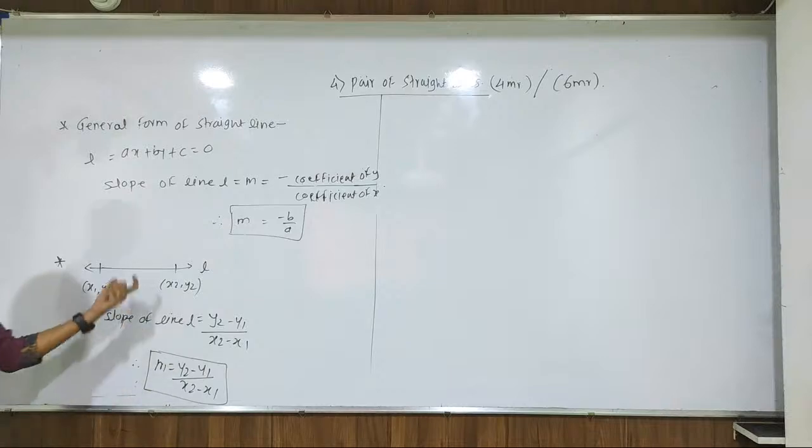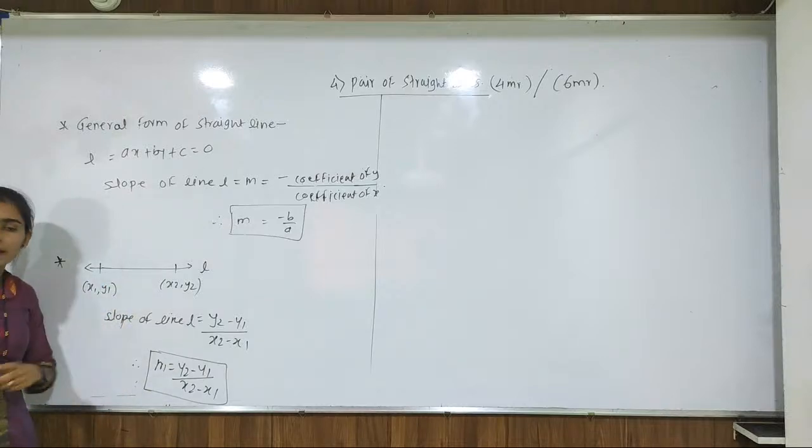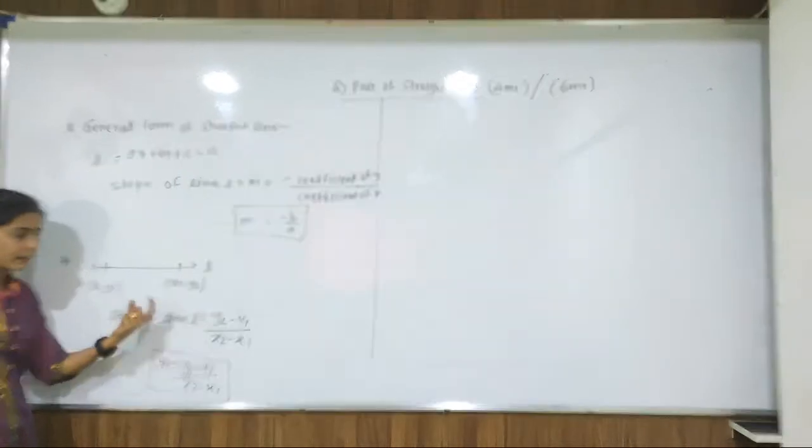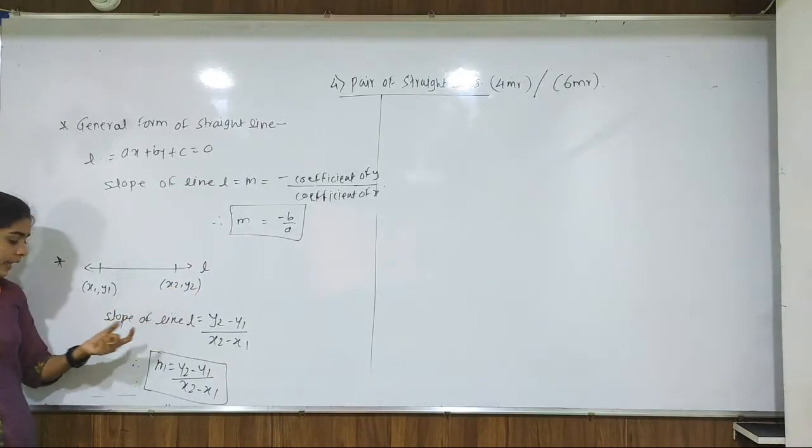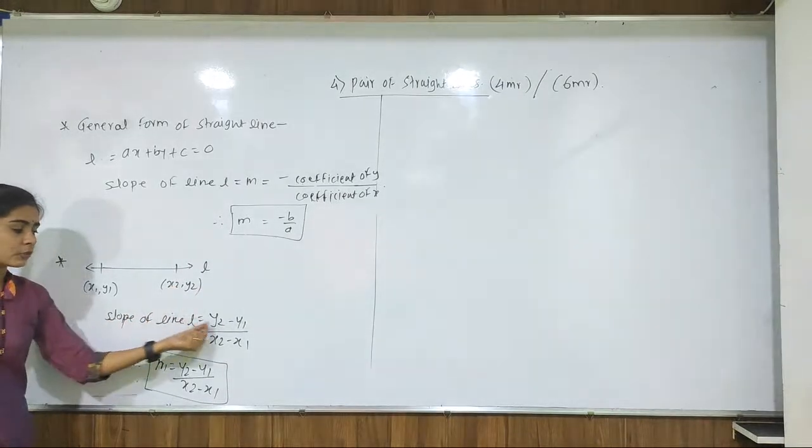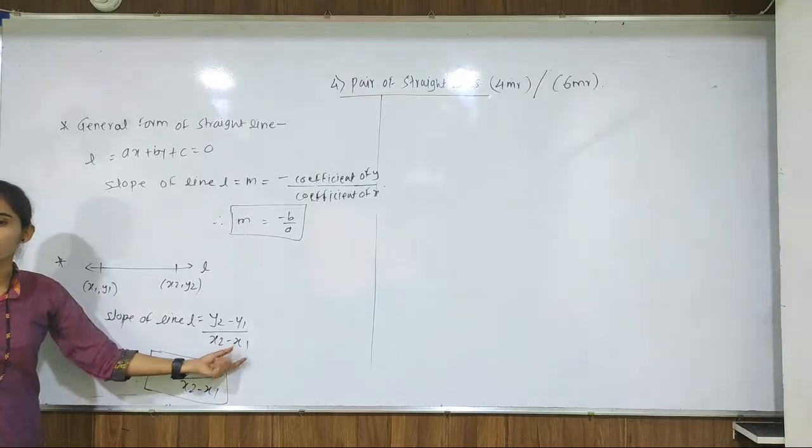And if we have given a straight line and on the straight line there are 2 points given, x1 y1 and x2 y2, that time we will use slope of line L is equals to y2 minus y1 upon x2 minus x1.